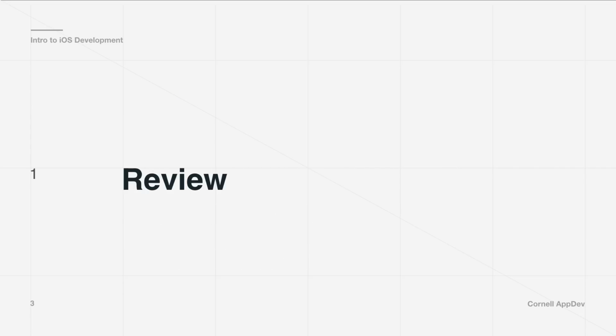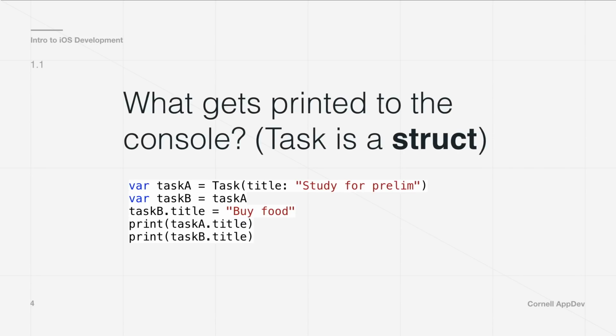Cool. To start off, we're just gonna review a bit of what we did last lecture. So here is just a snippet of code. It's sort of similar to what you guys had for homework. What gets printed to the console when we run this? If anyone knows, you can raise your hand. Buy food twice. Why do you think?